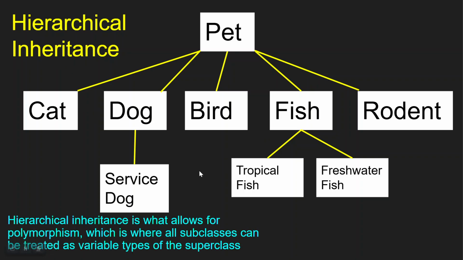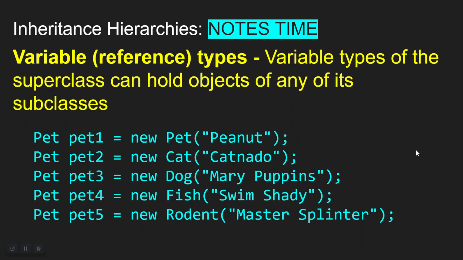Hierarchical inheritance is what allows for what we call polymorphism, which is where all subclasses can be treated as variable types of the same superclass. So again, when it comes to taking advantage of polymorphism, hierarchical inheritance is typically the way to make that happen and the way to really reap those benefits. So let's just remind ourselves of the difference between variable types, which are declared on this side of the equal sign, versus the object types, which is what you see over here.